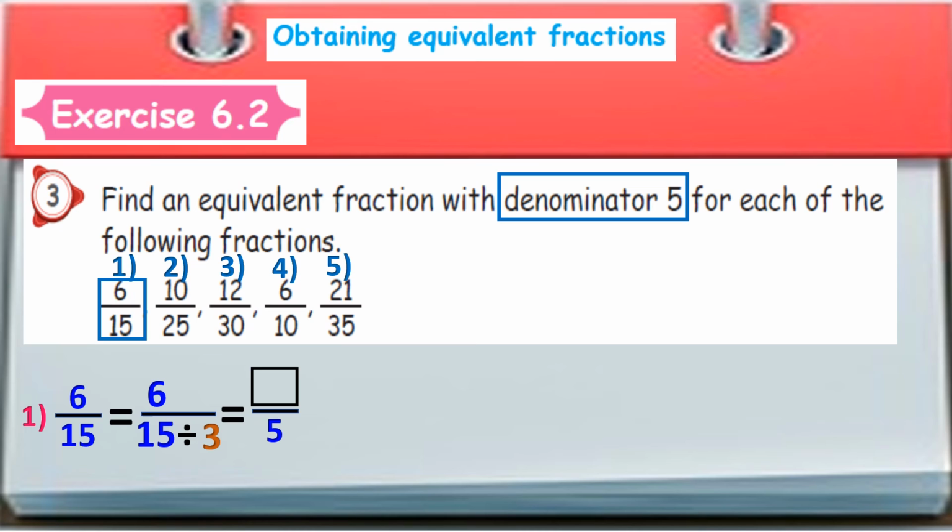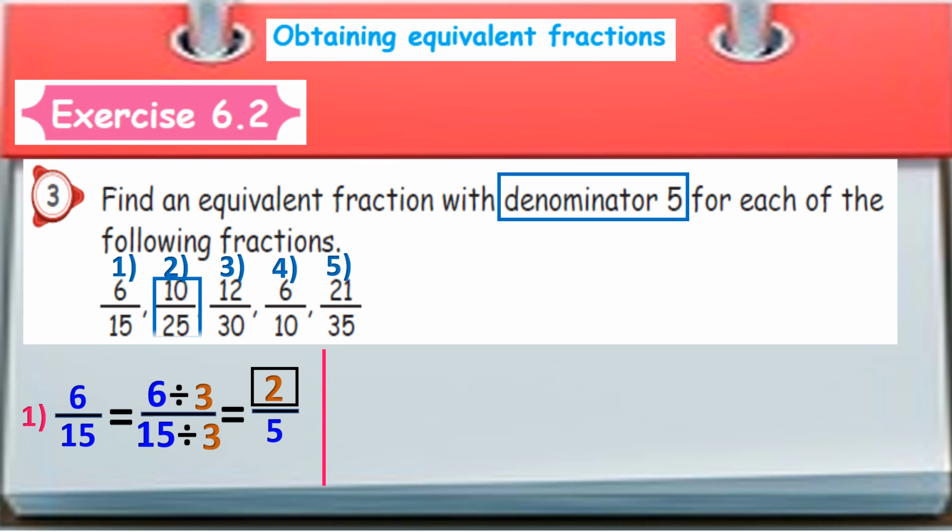Yes, it's easy now. So at the top also we are going to divide it by 3 only. So 6 divided by 3 means 2 will be the answer, because 2 threes are 6, right? So just opposite to that. So 2 by 5 is the equivalent fraction.